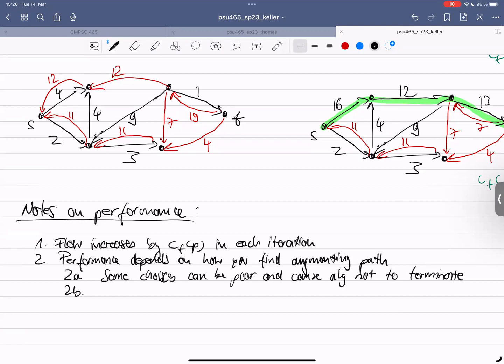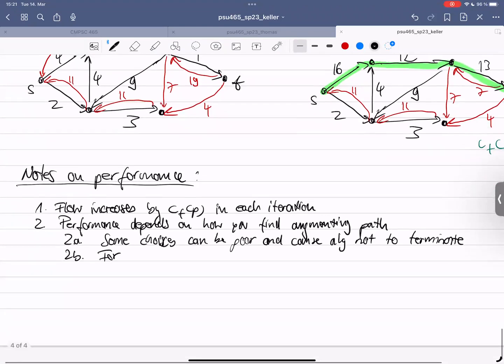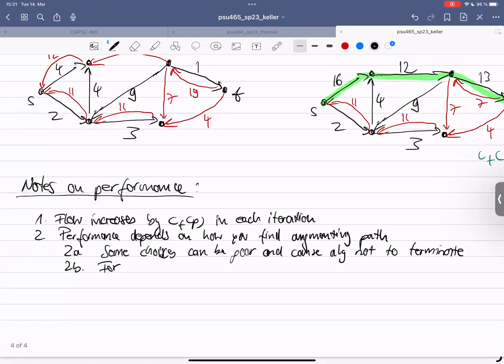But the good news is, if you have integral capacities, if your capacities are integer values, then you don't have to worry about this. Any strategy will work, and the algorithm will terminate, in a specific running time that I'm going to write down first before I explain it. And this is the case very often in practice, that these capacities are integer values or rational values that you can scale to integer values. So in these cases, you don't have to worry about termination of the algorithm.